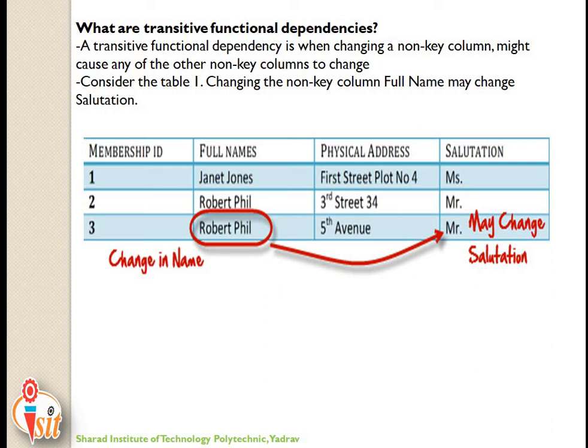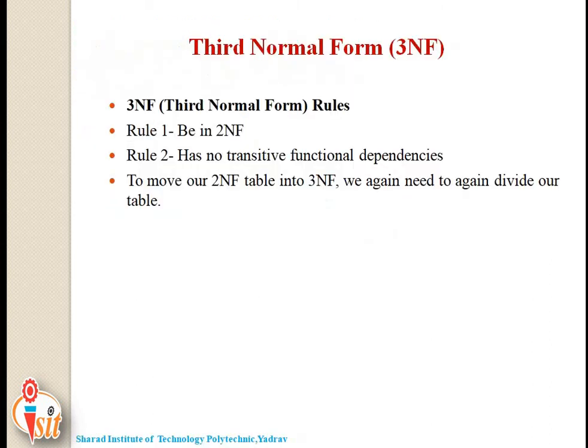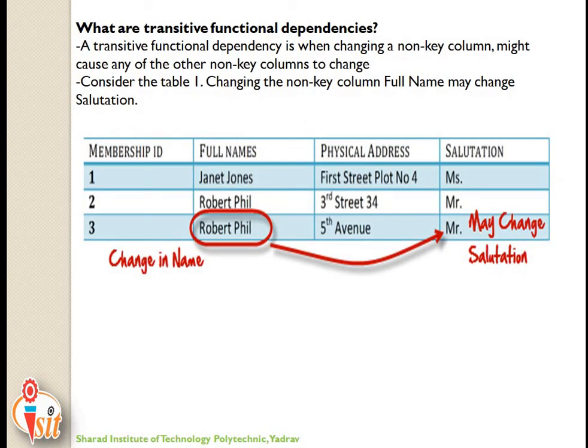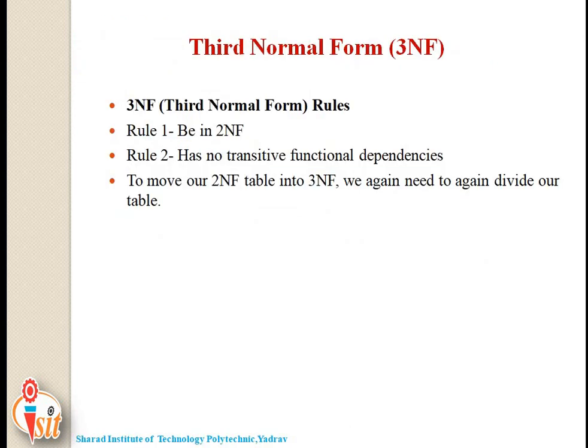Consider a table. Here, changing the non-key column full name may change salutation. That is, here Robert Phil. If the full name changes, then it will automatically change the salutation. That is transitive functional dependency. Now we will see the third normal form.